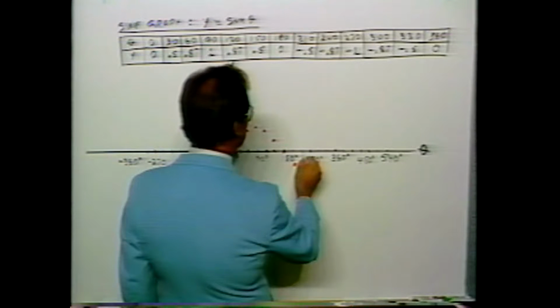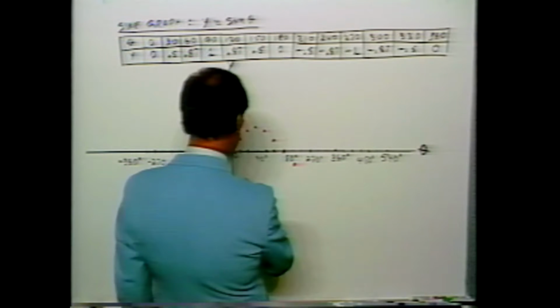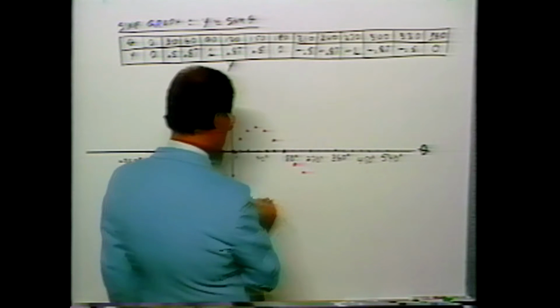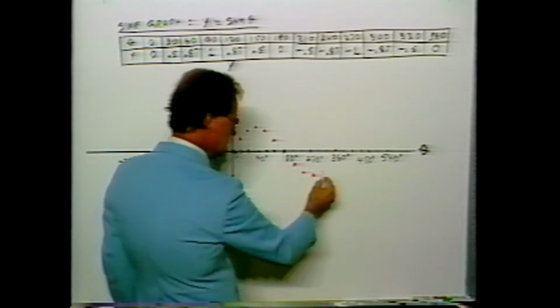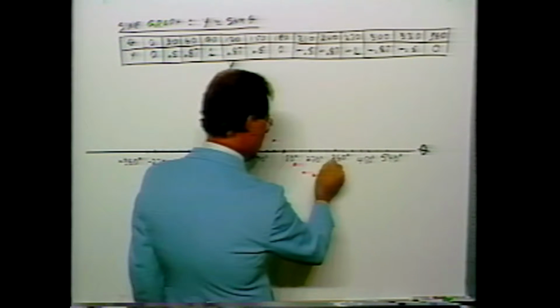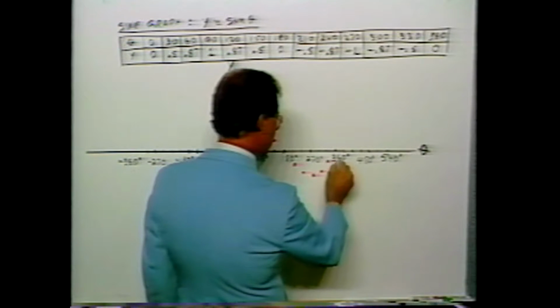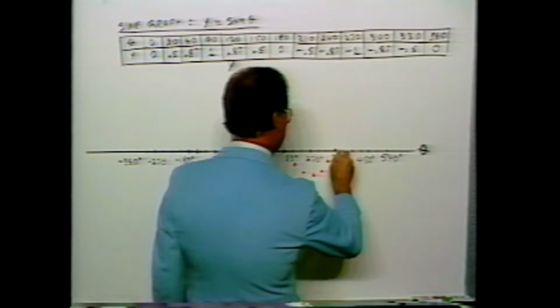Then for 240, it's negative 0.87, almost up to 0.9, just above like that. Then at 270, it is negative 1. And then back to negative 0.87 for another 30 degrees. For another 30 degrees, it's there at negative 0.5. And finally, here it is at 0 again.